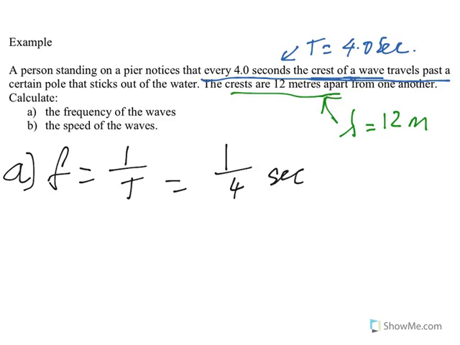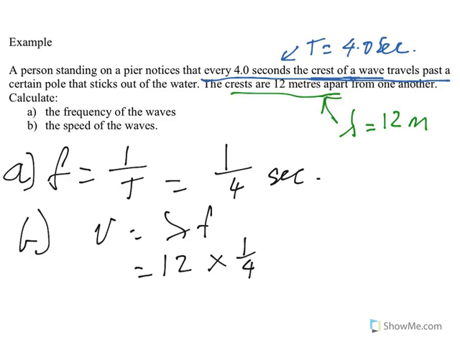So a quarter of a second. B, speed of the wave, v equals lambda f, and lambda is 12 times 1/4, and that would be 3 metres per second that our wave travels. Now, those of you may have noticed I made a bit of an error here with my units, because for frequency it's not that. Frequency is hertz. All right, well done to those who picked that up.